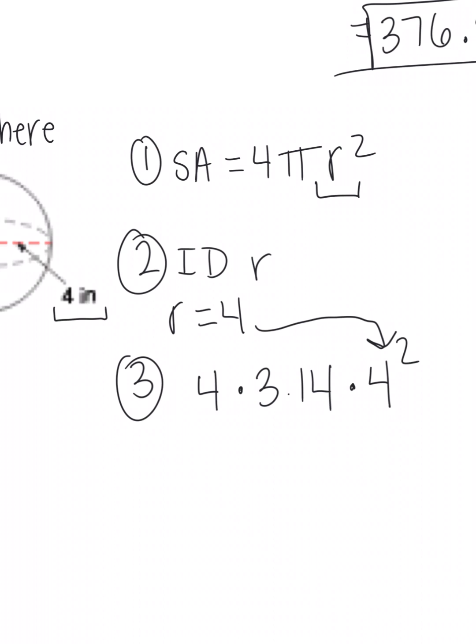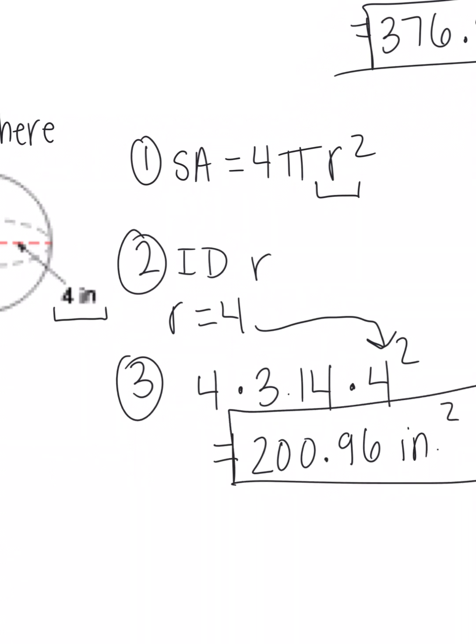When I plug that into the calculator, I should get about 200.96, and that would be inches squared. So as you can see, that problem took about a third of the time of the prisms and the cylinders. So spheres are much, much, much quicker to calculate surface area for.